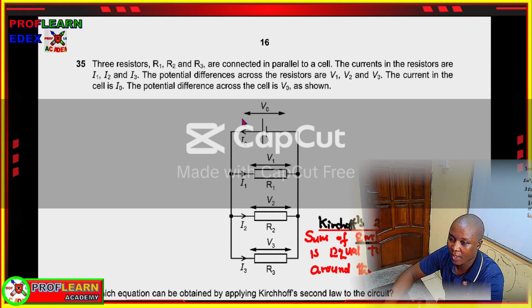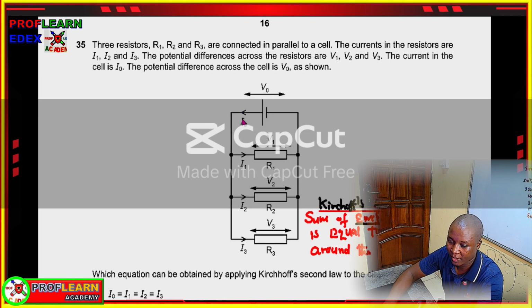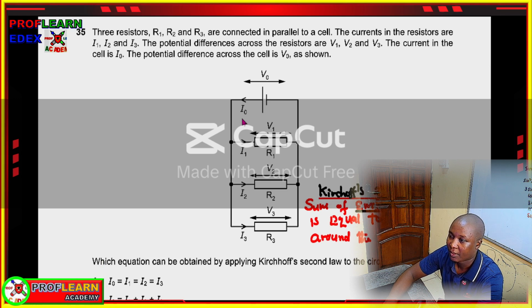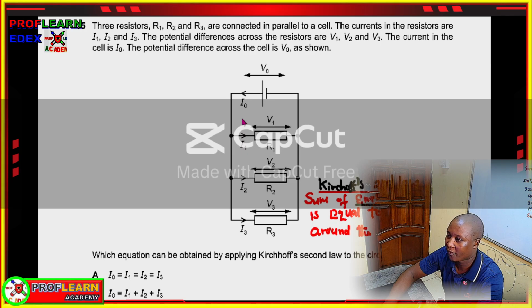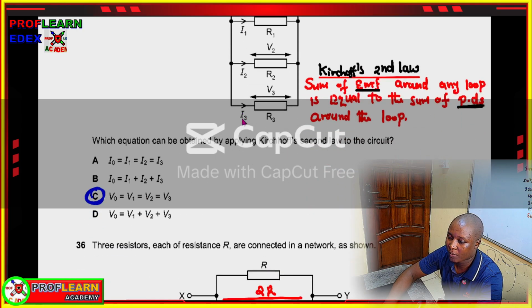Three resistors R1, R2, and R3 are connected in parallel to a cell. The current in the resistors are I1, I2, I3. The potential difference across is V1, V2, V3. The current in the cell is I0. The potential difference across is V0. So which equation can be obtained by applying Kirchhoff's second law to the circuit?